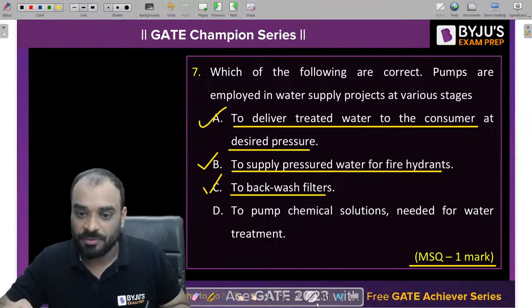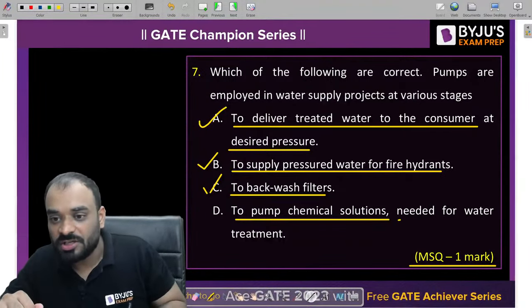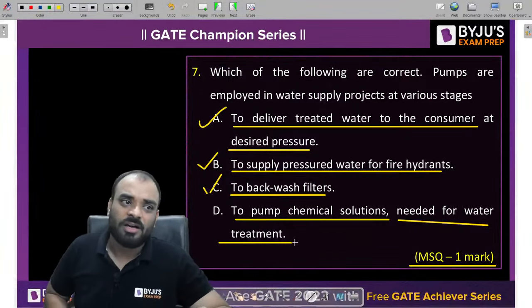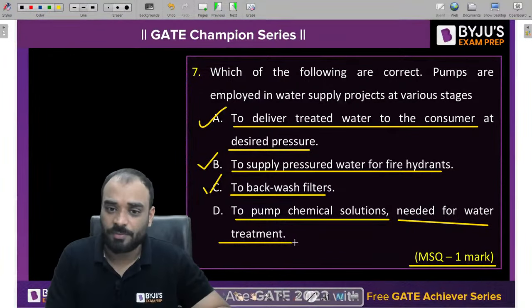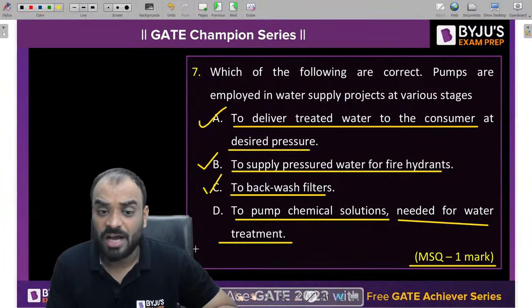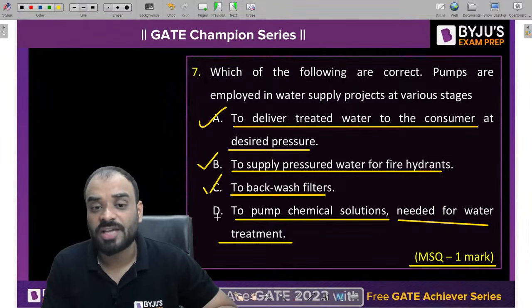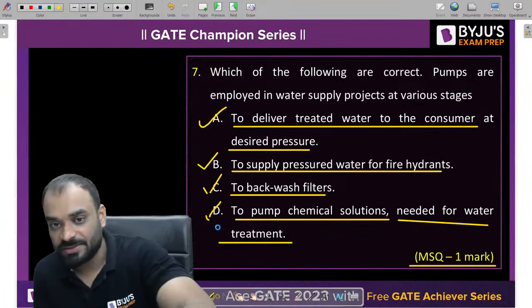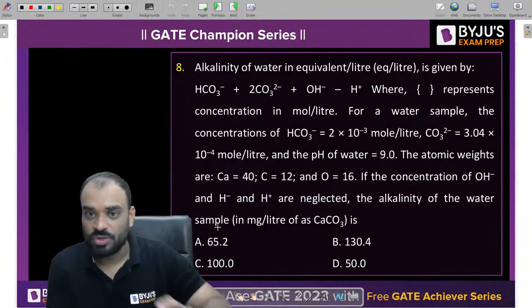What about option D? To pump chemical solution needed for the water treatment. You know that, guys, sometimes we have to use the coagulant in our process, or a disinfectant. So in that particular situation also you can use the pump so that you can have the desired pressure and desired rate for the chemical solution. That's why A, B, C, D are the correct answers. Very nice.